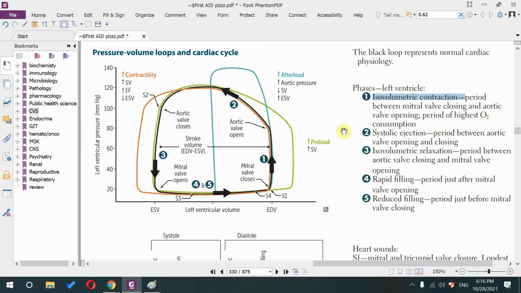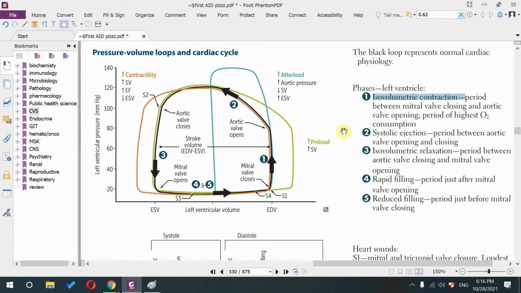Why is it the period of highest O2 consumption? For the heart to contract with that effort, it needs a massive amount of contractility. And remember from the previous class, we spoke that an increase in contractility increases the O2 demand. So more O2 demand, more O2 consumption.